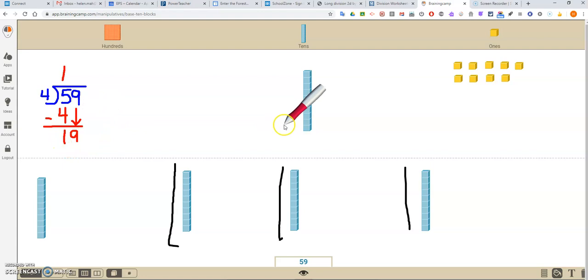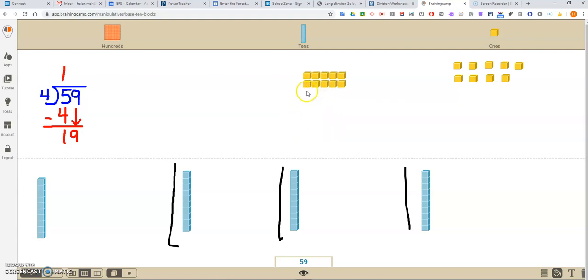Let's double check. So I have 1 rod, 10, and I still have 2, 4, 6, 8, 9 units. So I do have 19 left. Okay, this is working out well. But we still have the problem of splitting up this rod into equal groups. So how are we going to do it? Well, you know that 1 rod can be regrouped into 10 units. So I'm going to do that.